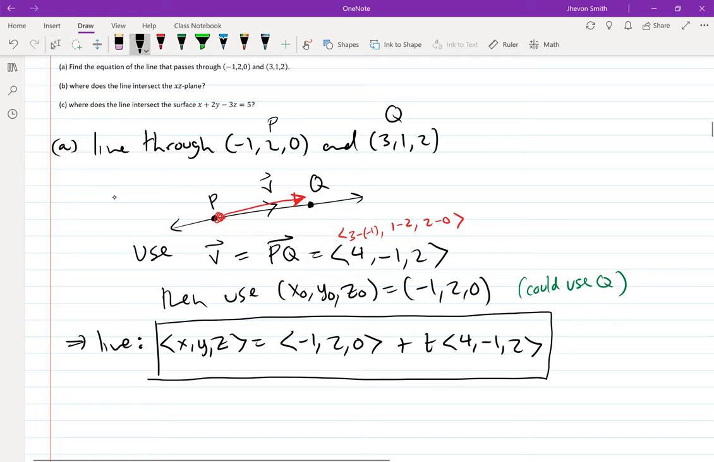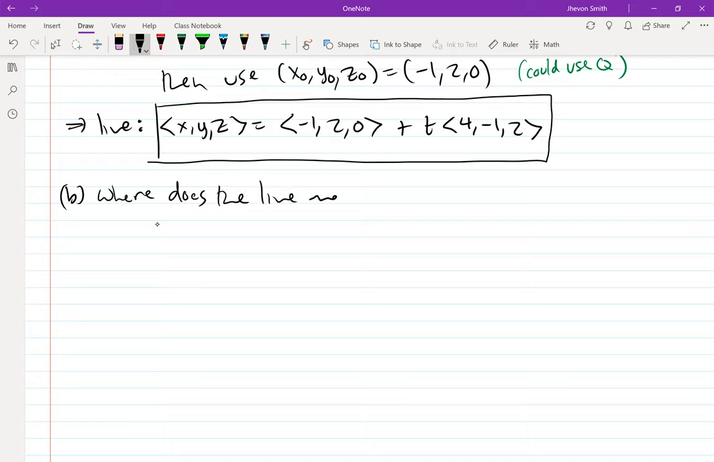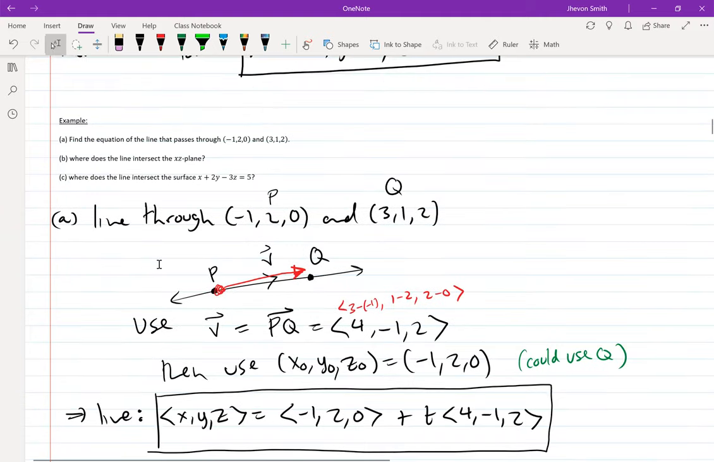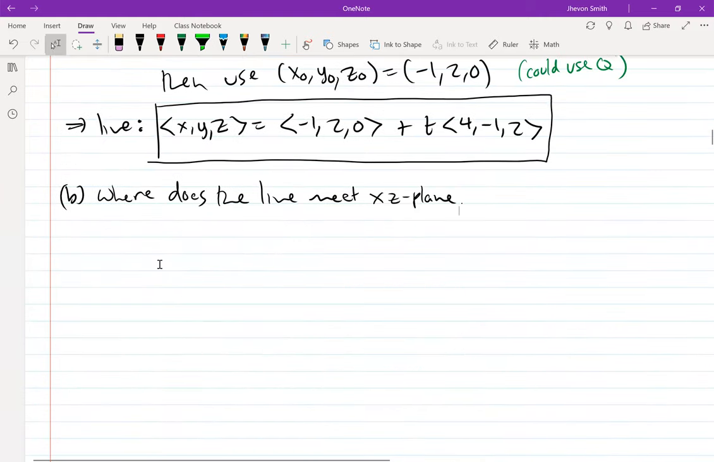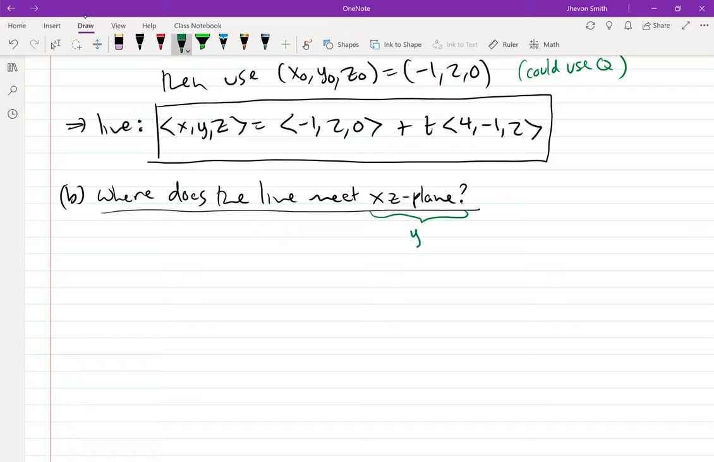All right, moving on to the next problem. Where does the line intersect the XZ plane? So that'll probably be a point, or let's just say where. We don't even know if it's a point. It's the XZ plane, which means y equals zero. You'd realize that this means y equals zero.